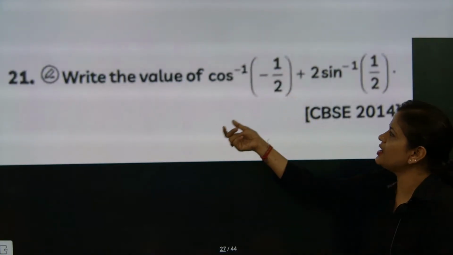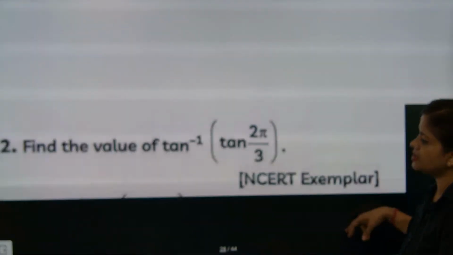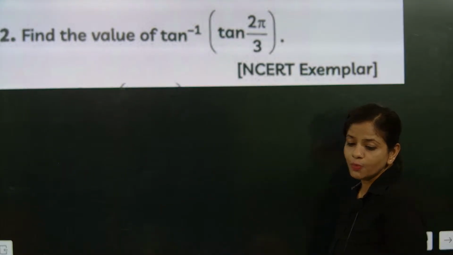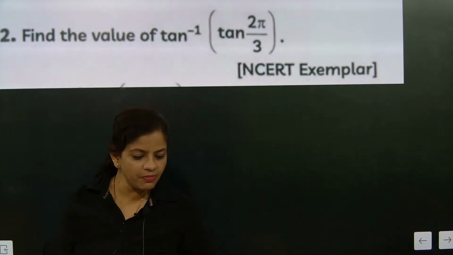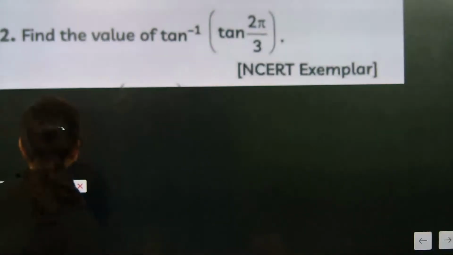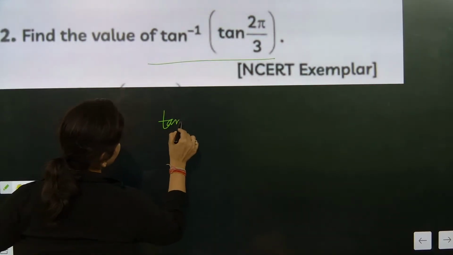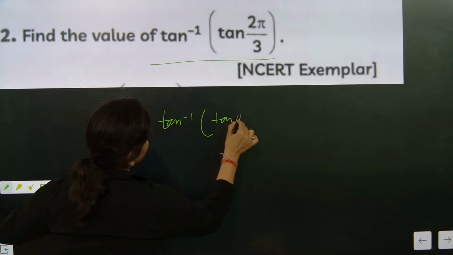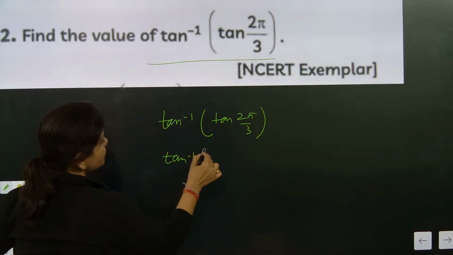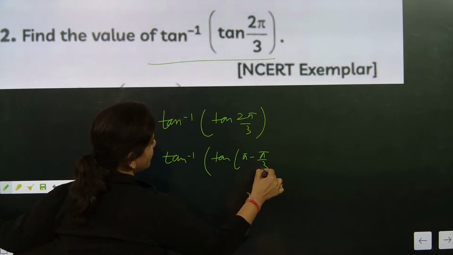Cos inverse is pi minus cos inverse 1 by 2. In this section, please remember one thing: tan inverse tan 2 pi by 3. See, 2 pi by 3 is not in the principal range. So when you are writing tan inverse tan 2 pi by 3, you must realize that first you have to convert it to tan inverse tan of pi minus pi by 3.